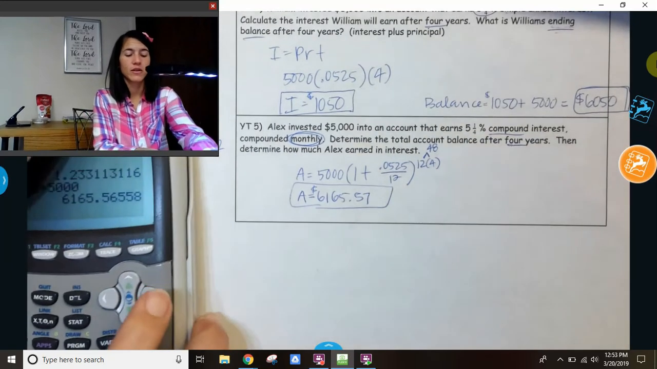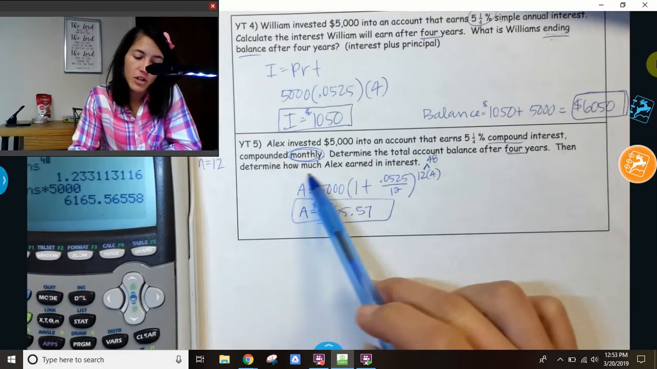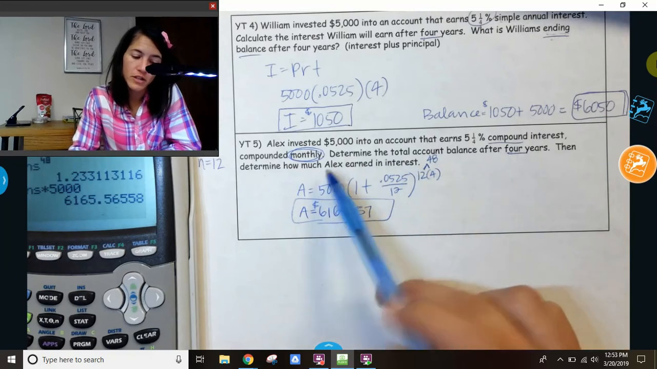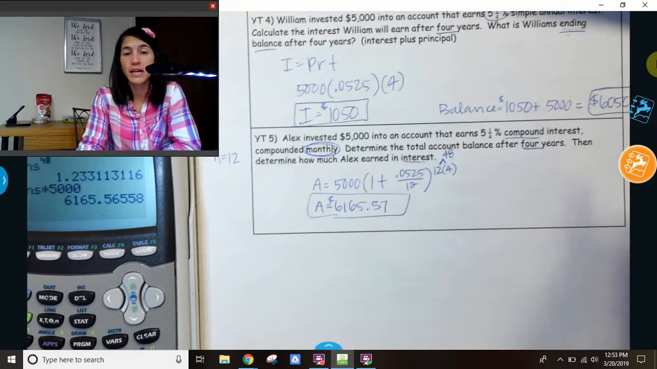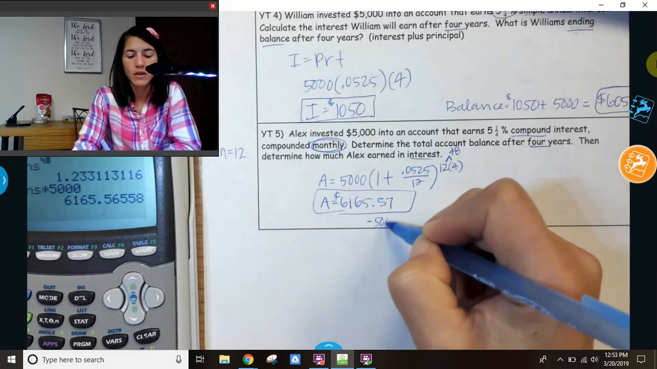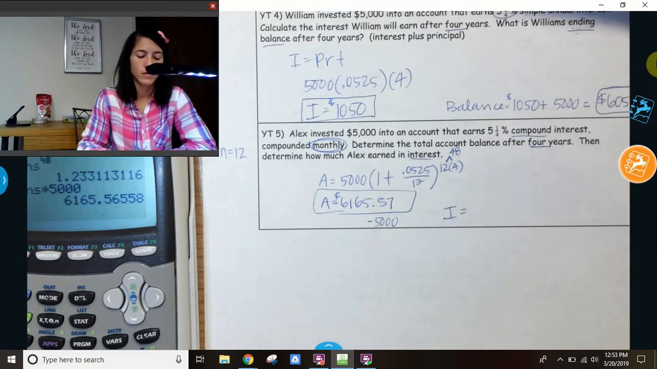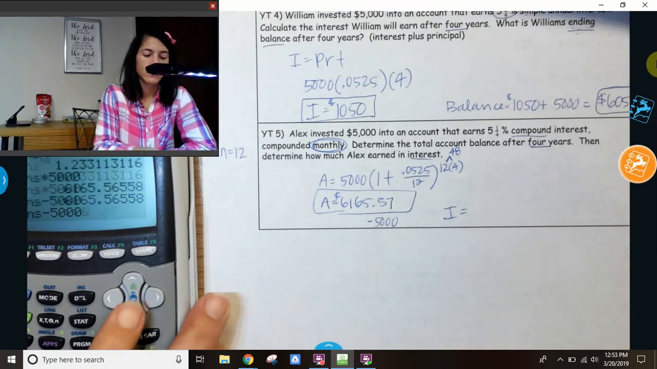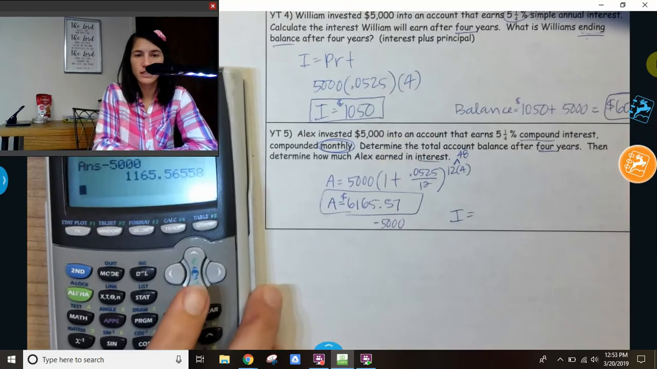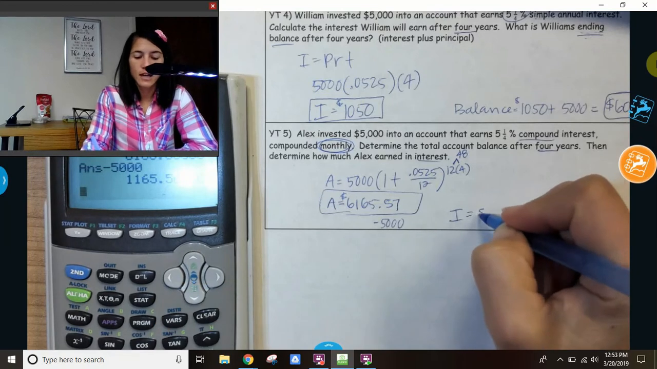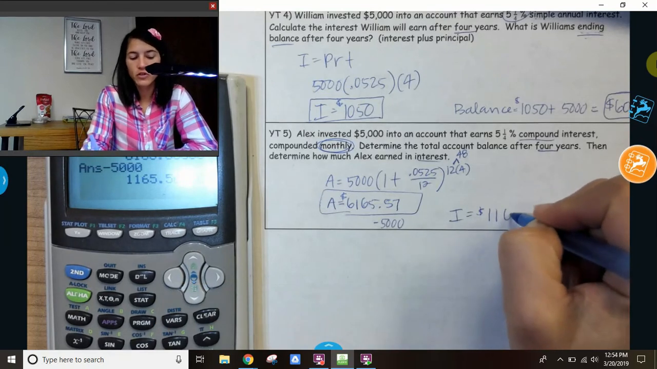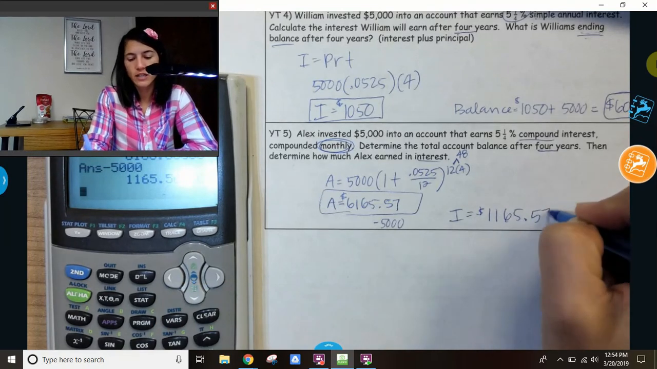Then determine the total, then determine how much interest. So to find my interest, I need to subtract out my original. I just subtracted out 5,000, and that means interest was $1,165.57.